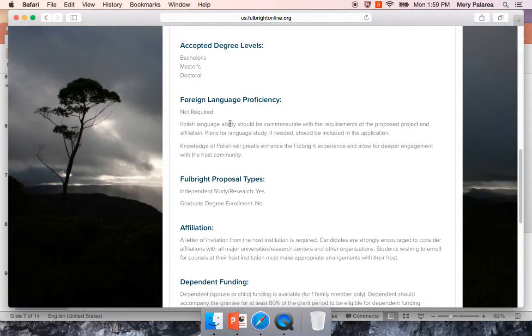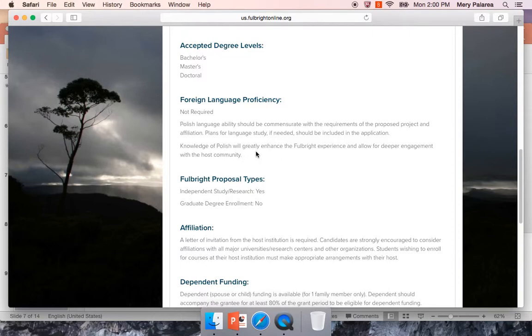That's great. So if you are proposing to do a project where you're going to be interviewing locals, you better know more of the Polish language. But if you're not and you're going to be affiliated with an English-speaking university, then the level of language you will need for your project is less. They do say that knowledge of Polish will greatly enhance the Fulbright experience and allow for a deeper engagement with the host community. So you better believe that those students who have at least made an effort to start to learn the language will be given higher priority and will be seen as more self-motivated.